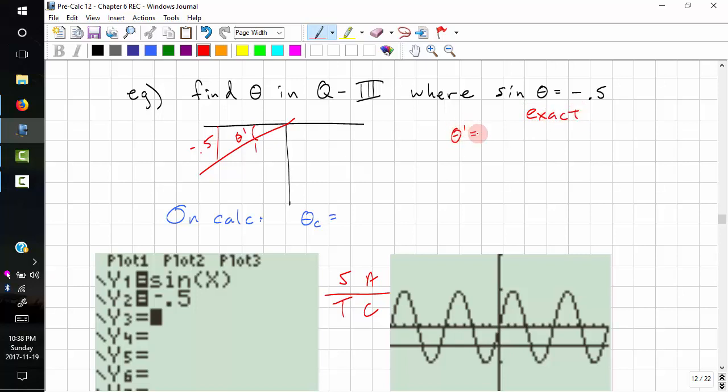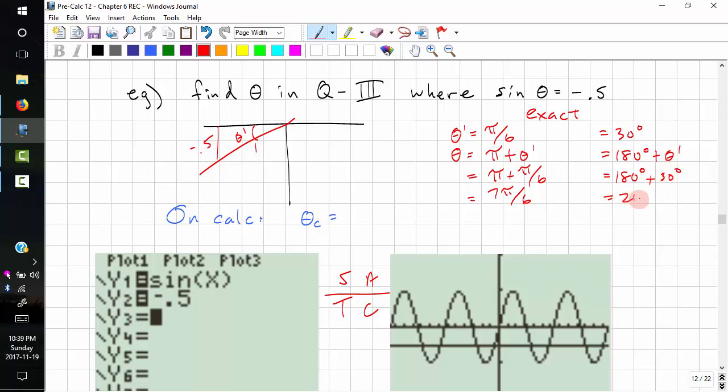So theta prime equals pi/6. And if you need to work in degrees for now, 30 degrees. Theta equals pi plus theta prime. So we have pi plus pi/6. And we need a common denominator, so we multiply this by 6/6. So we get 7 pi/6. And in degrees, this is 180 plus theta prime, 180 plus 30, that's 210.